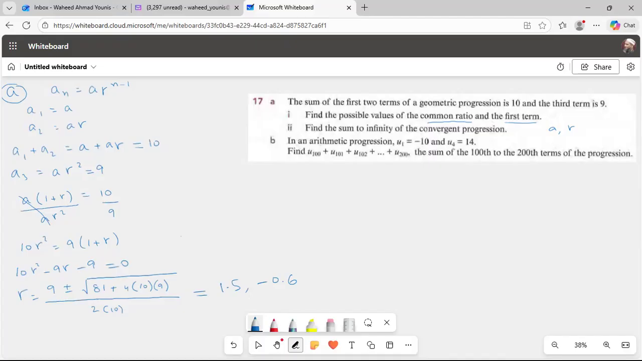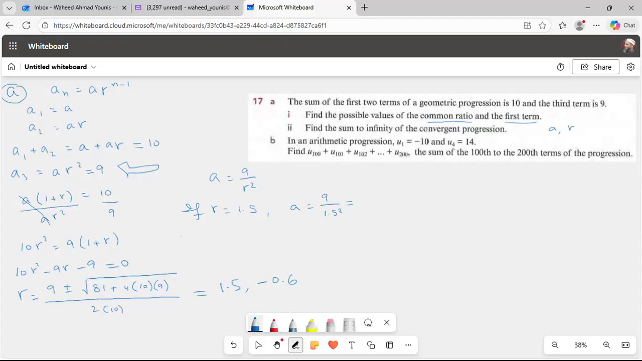Okay, now which expression should I use? Let's say this expression, this is easier. So I will use this expression to find the value of A. You can see A is equal to 9 over R square. Okay, so if R is equal to 1.5, then A is equal to 9 over 1.5 square.